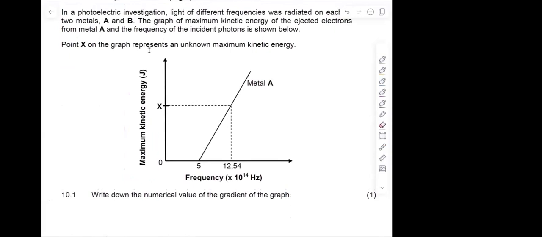What I want you guys to do now is post in the chat, what does the gradient of that graph represent before the numerical value? If you know the numerical value, fantastic, put it in there. But for now, tell me what quantity the gradient of this graph represents. I'm going to give you guys 2 minutes to think about this one.